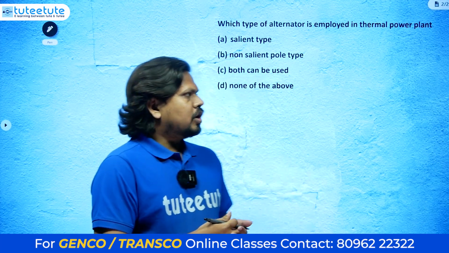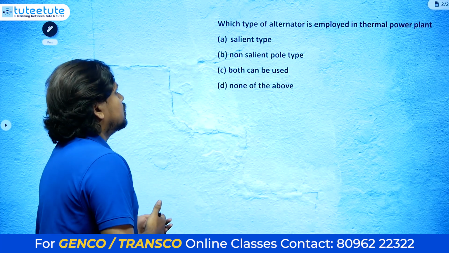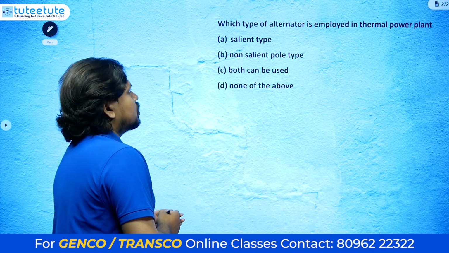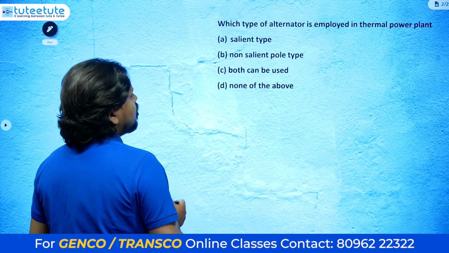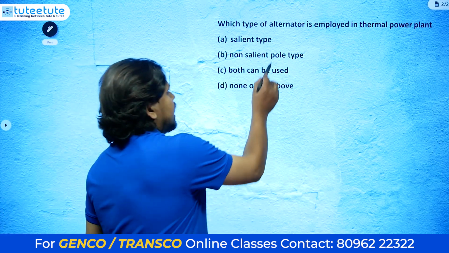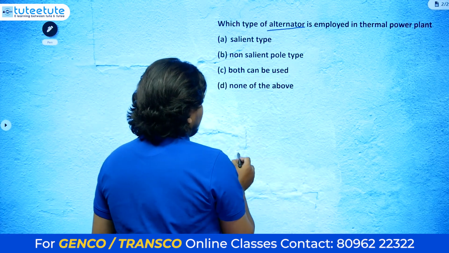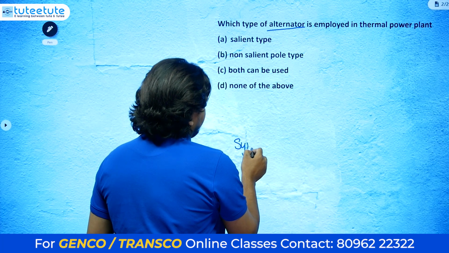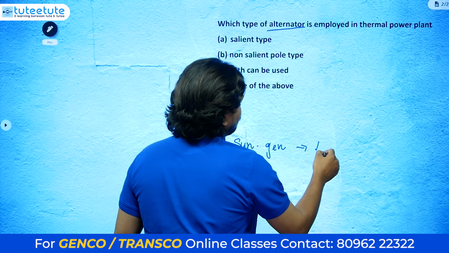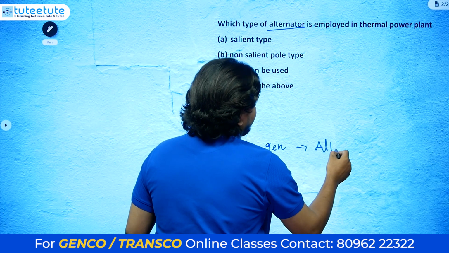Anyhow, let's see the questions from this mock test. Which type of alternator is employed in a thermal power plant? We already know that in a thermal power plant or steam power plant, we are using the generator. This alternator is nothing but a generator. So we are using a synchronous generator, which we already know. It can be called an alternator.